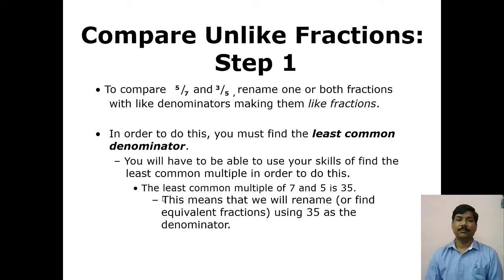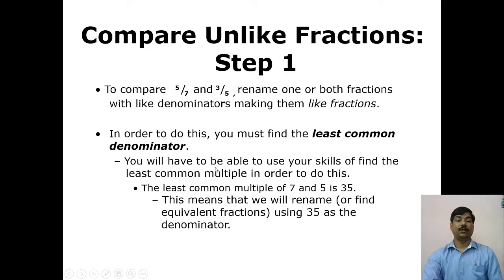Now take the second example. Compare the unlike fractions 5/7 and 3/5. Now we are going to compare 5/7 and 3/5. Similarly, rename one or both fractions with like denominators, making them like fractions. In order to do this, you must find the least common denominator, as I told you earlier, or you can say least common multiple.